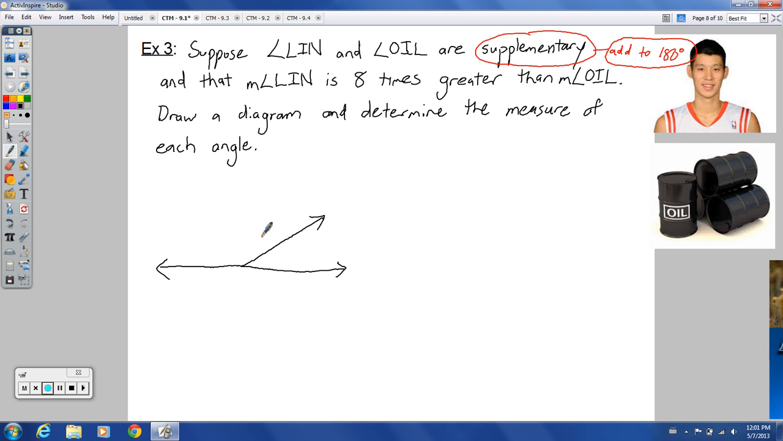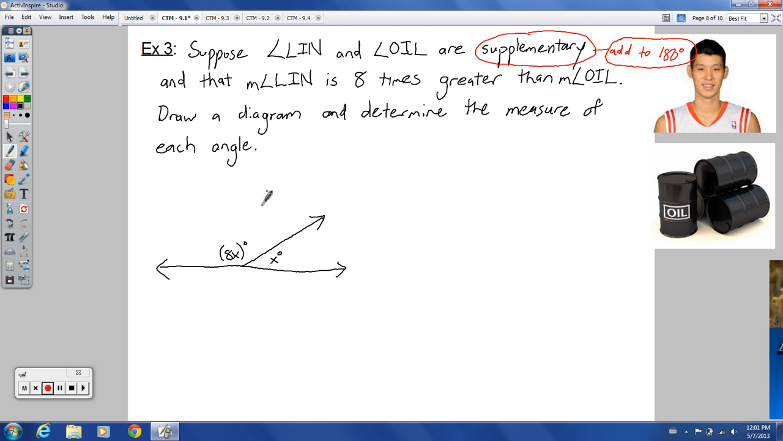And so it says one is 8 times greater than the other. This is not quite to scale, but if I called this one x degrees, this one would have to be 8x degrees. It would have to be 8 times bigger than that. And so here's the bigger one, here's the smaller one. Definitely acute, definitely obtuse here. They're adding to 180, so they make a straight line together.